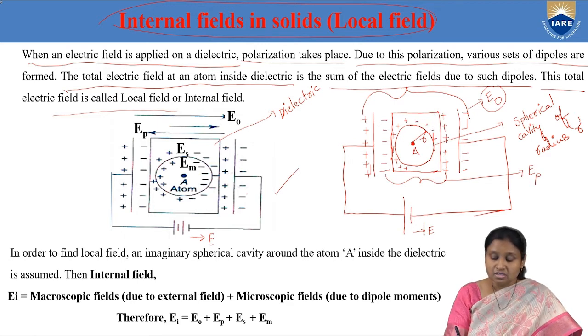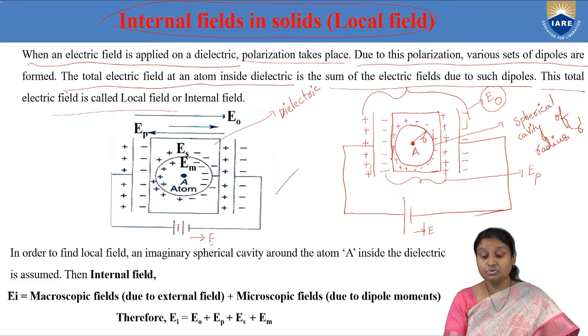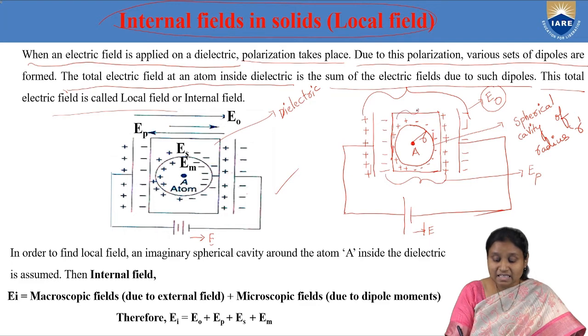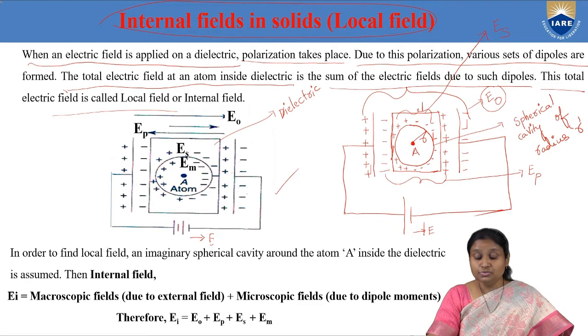Obviously, on the right side of the surface of this sphere, we have formation of negative charges. So there is one more electric field developing, and this electric field is due to polarized charges developing on the surface of the sphere of radius r. Let us denote this electric field as ES. So what is ES? ES is the electric field due to the polarized charges developing on the surface of the imagined sphere around the atom A.